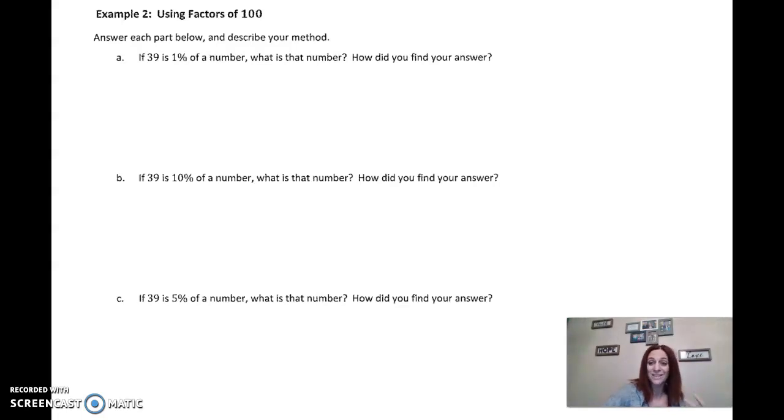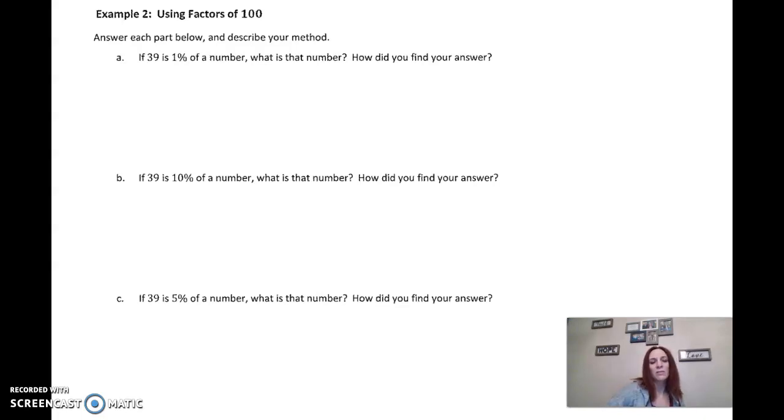All right, we're going to continue working on percent problems, focusing on the fact that a percent is out of 100. So we're using factors of 100 in this lesson. It says answer each part below and describe your method. I'm not going to describe your method, but I want to give you a couple different methods of solving.